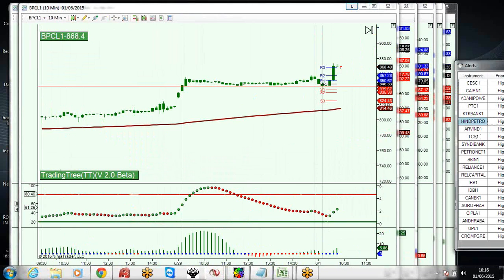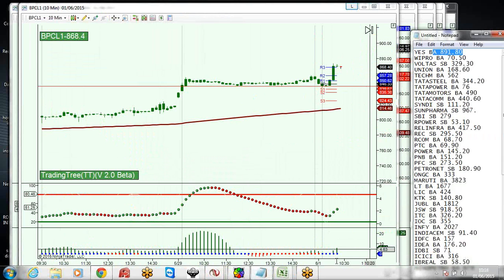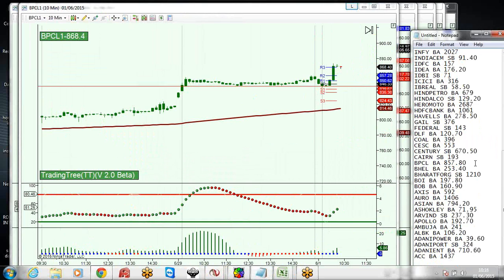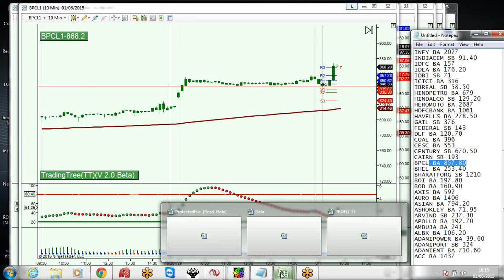In case of BPCL, I'll just show you. Our entry was 857. This way, if you get at least 10 trades, you don't have to trade for the full day. Let's say 10, 11 rupees on BPCL. Currently, there is a profit of 11 rupees.